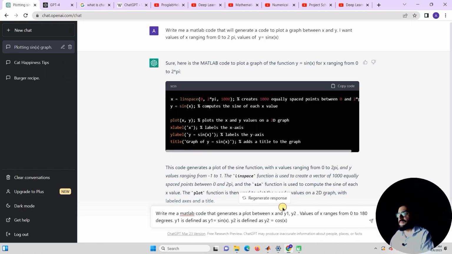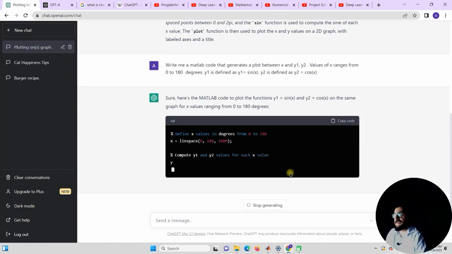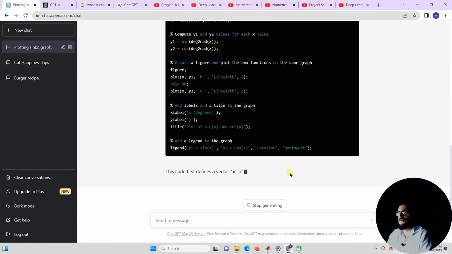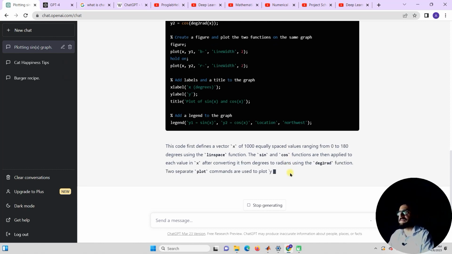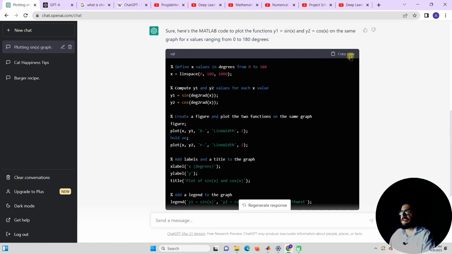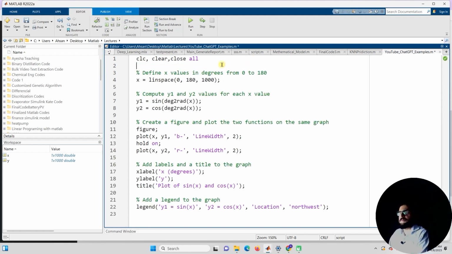So let's enter the prompt. Linspace again, 180 degrees, this time it uses 180 degrees. First let's see how it performs, then I will break down the code for you. Just copy pasting it. We are beginning to see that it is quite a little bit lengthy, but for beginners, there is some amazing stuff it did. First, let's run this plot and see how it goes.